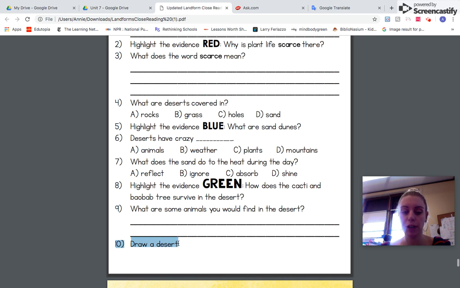And finally, number 10, draw a desert. Now remember, what does a desert have a lot of? And draw that here.